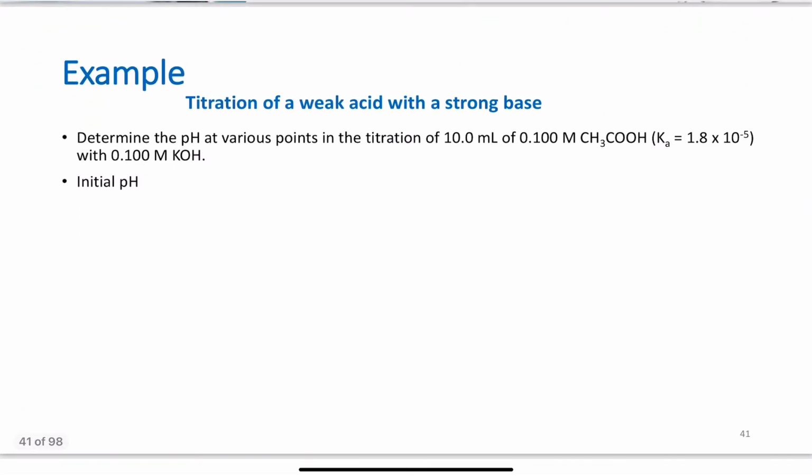So we are going to determine the pH at various points in the titration of 10 mL of 0.1 molar acetic acid. The Ka value is 1.8 times 10 to the -5, with 0.1 molar KOH. First, what is the initial pH?